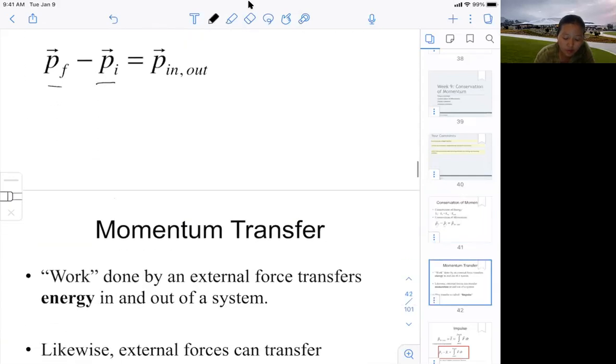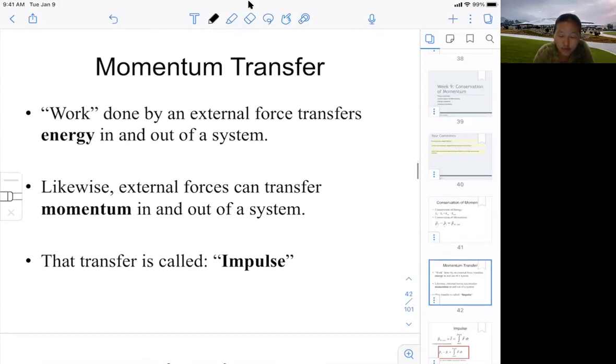As we recall, to transfer energy out of the system, we need to do work, right? It's the force applied over a displacement that is work, which can transfer energy. Likewise, external forces can transfer momentum, and we give this transfer a name: impulse. Just like how work changes the energy of a system, impulse can change the momentum of a system.